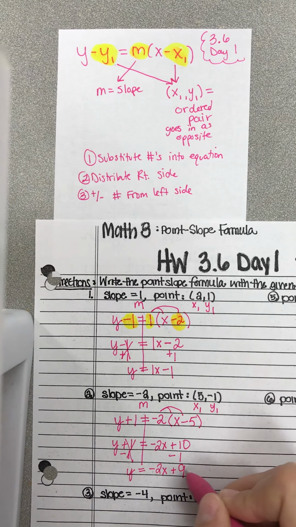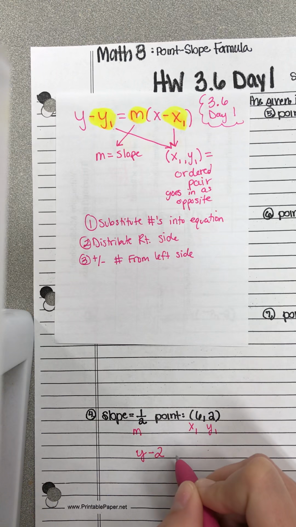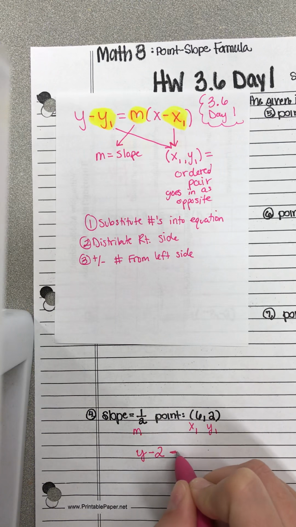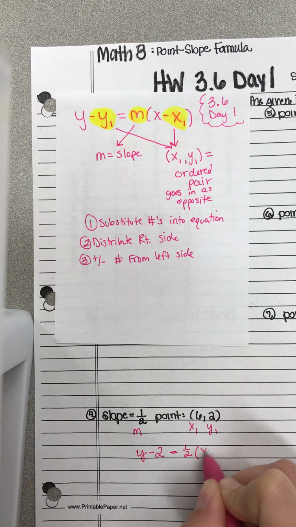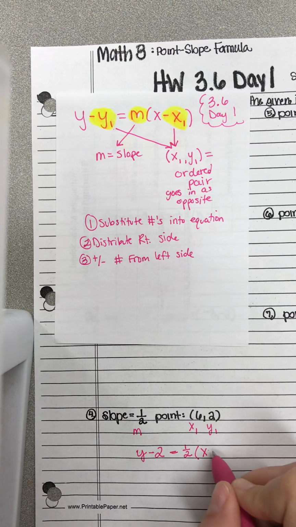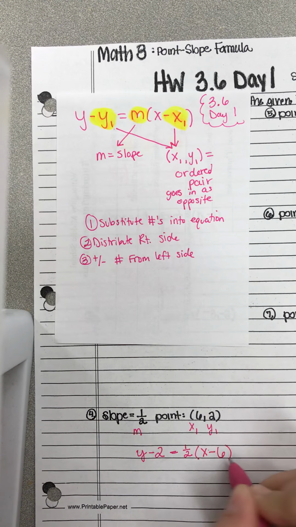Let's look at problem number 4, and then I'll go on to the back. Okay, my m is a half. My x1 is 6, my y1 is 2. And so it goes y, your y1 comes next, it goes in as the opposite of what it is, so it's positive, so it goes in as a minus 2, equals my slope is 1/2, parentheses x, and then your x1 comes next, and because it's a positive 6, it goes in as a negative 6.